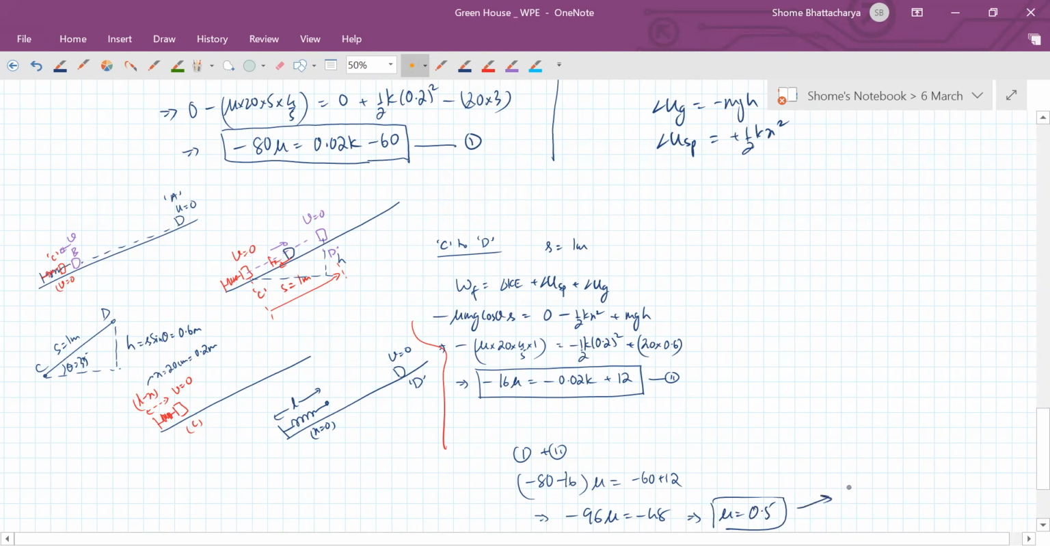And then substitute that in any of the equations. For example, substitute that in the second equation. So minus 8 is equal to 12 minus 0.02 K. So 0.02 K will come out to be 20, or K will come out to be 1000 in SI units, so Newton per meter. So these two are my answers.